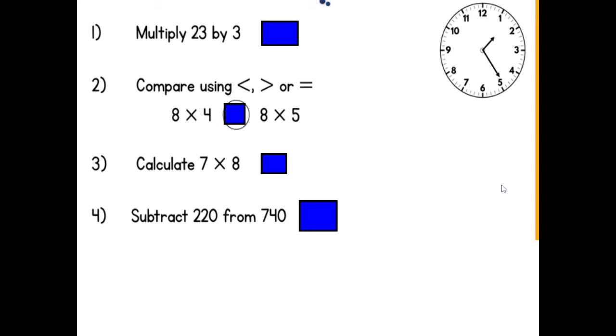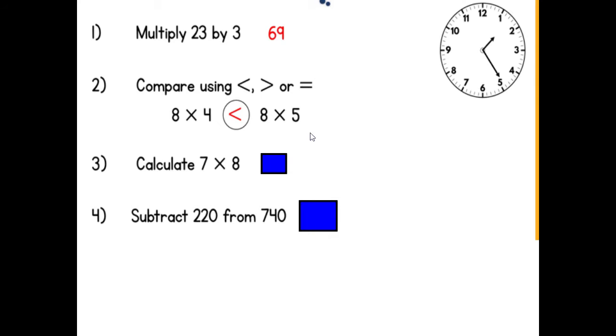Okay, let's go through the answers for those questions. So 23 multiplied by 3, so you can use column multiplication to help you with that. And you should have got 69. Then comparing the statements, so you need to work out what 8 times 4 is and work out what 8 times 5 is, so you can work out which one is bigger.